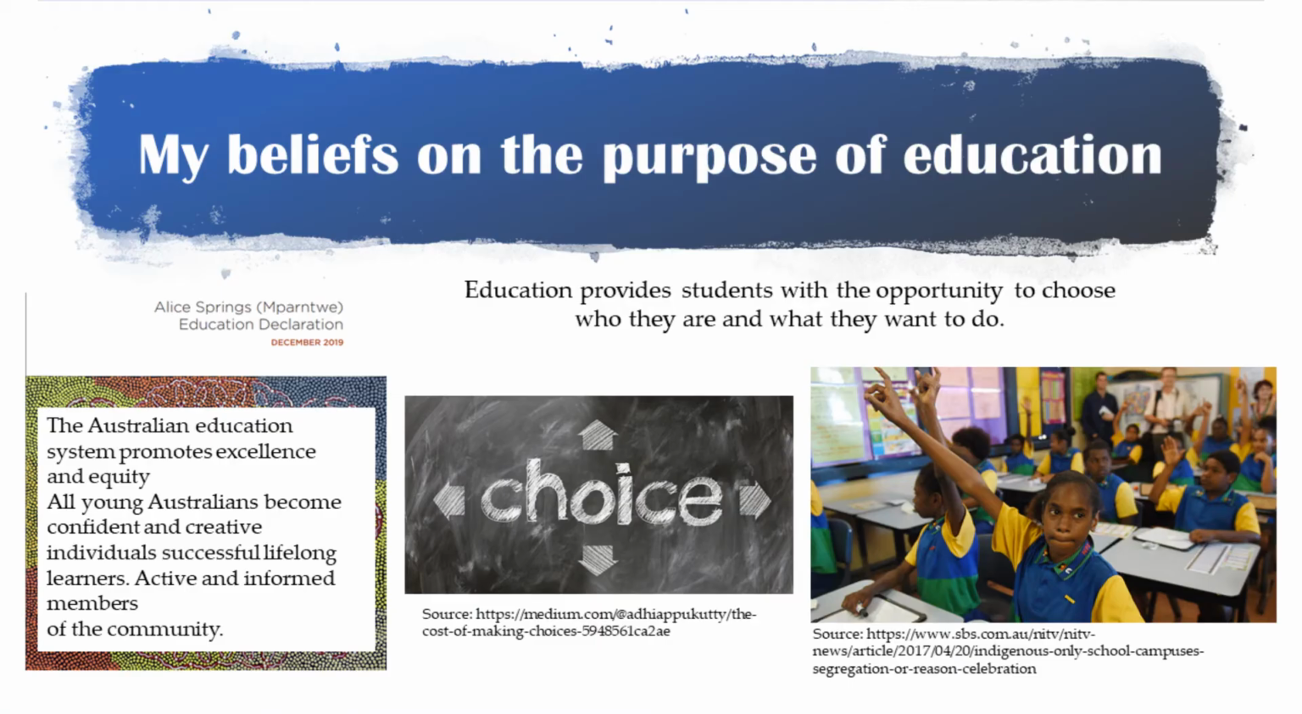When I was asked to think about the purpose of education in week 1, my thoughts went to the Alice Springs Education Declaration. It states that the goals for education are to promote excellence and equity in the education system, and that all students become confident, creative individuals that are always learning and are active, committed citizens to their community. This is true. We want all Australians to meet those goals. However, that is not the true purpose of education.